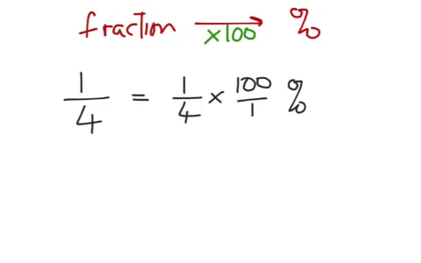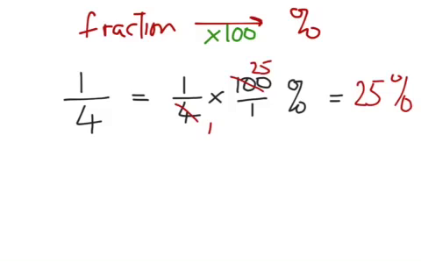And write that percent. Well, 4 goes into 4 once and into 100 25 times. 1 times 25 is 25. And 1 times 1 is 1, so it's 25 over 1, or 25%.